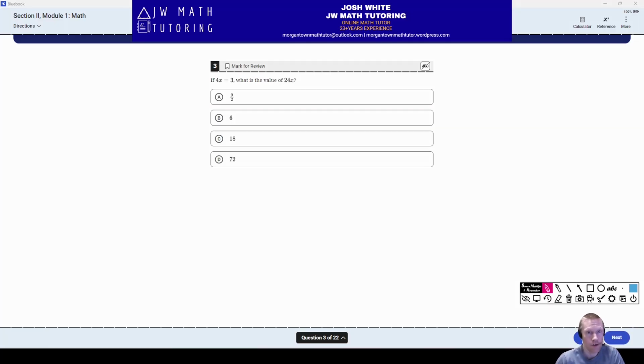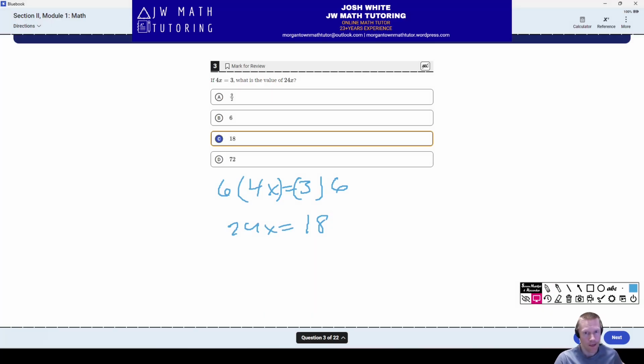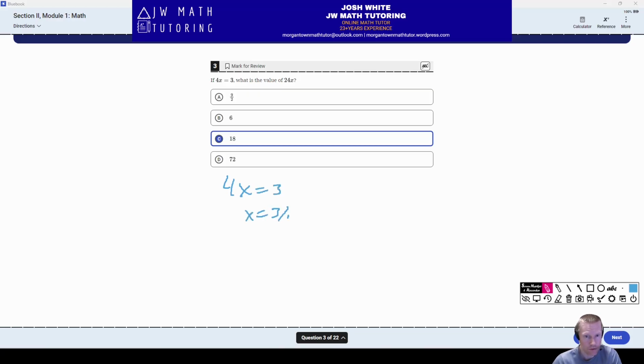Next up, here you have an equation, and they don't want the value of x, but they want the value of 24x. So there's two ways you could approach this. Quickest way is to notice, if you just multiply both sides by 6, the left side will equal 24x. The right side will also equal 18, which is letter C, the correct answer. Now, alternate way to do this would be just to solve the equation for x, and you get x equals 3/4, and then take that number and multiply it by 24. So 4 goes into 24 6 times. 6 times 3 is 18.